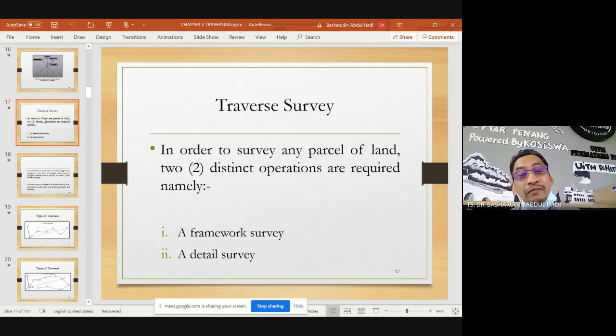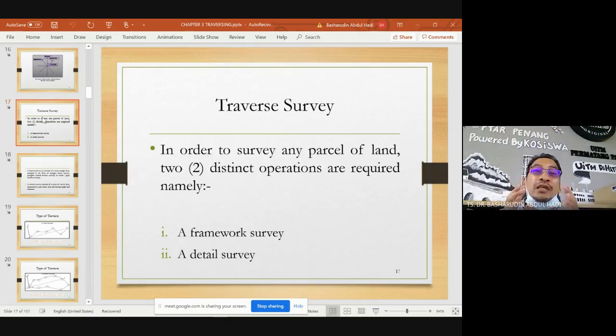It is one stone made from concrete, spherical. The height is 1 foot, the diameter is around 3 to 4 inches. You plant it at the vertex, di bucu tanah, or at the vertex of the land. From that vertex we measure the stones planted at the penjuru tanah. Normally it is a closed traverse, where we start from the first point and come back to the last point.